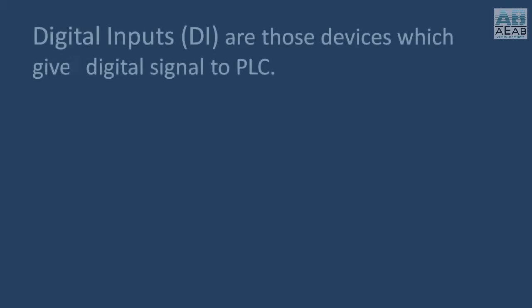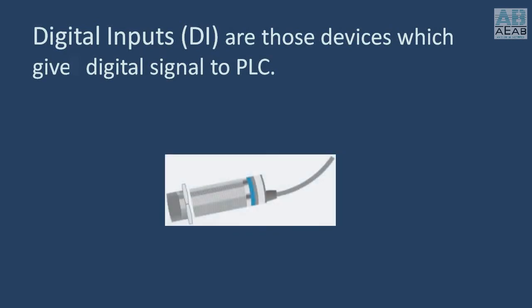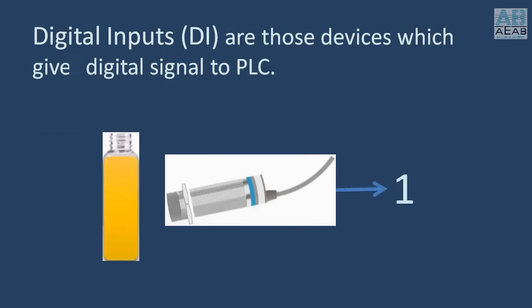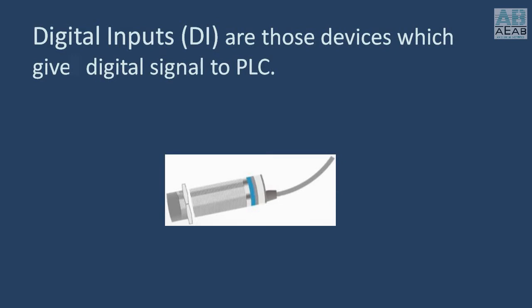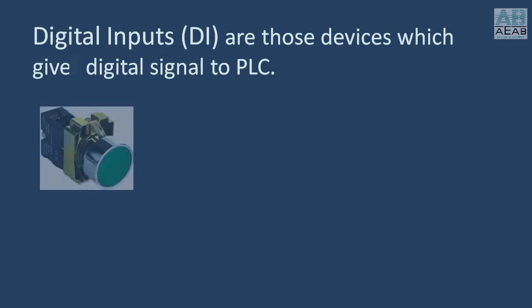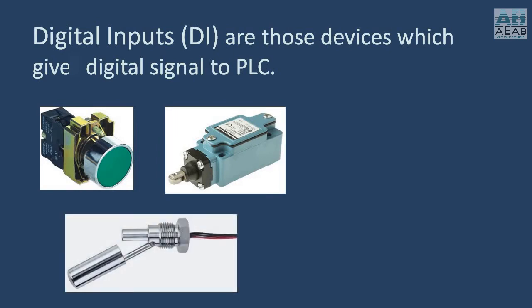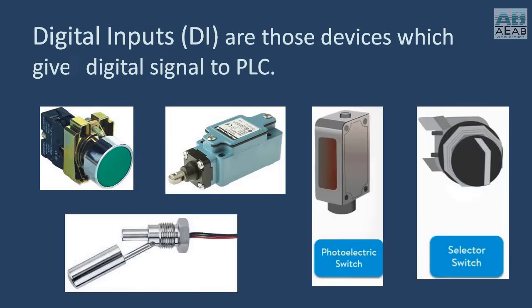So digital inputs are those devices which give digital signal to PLC. For example, a proximity switch gives signal only when it detects an object. Otherwise, it gives no signal. Other examples are push buttons, limit switches, level switches, etc.